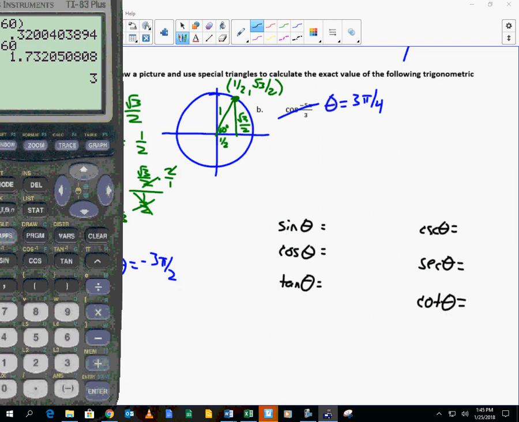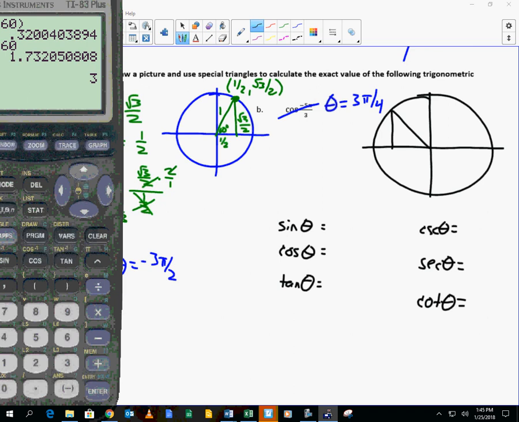Somebody please tell me how many degrees is 3 pi over 4? 135. Everybody good? 135 degrees. So what special right triangle is formed? 45, 45, 90. We've done this before, right? That's why we did that. So we can do this. So what's the length of the radius? 1. What is the length of the other side? How did you get that?